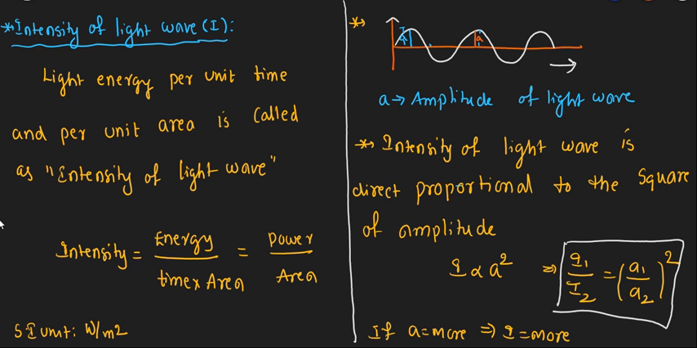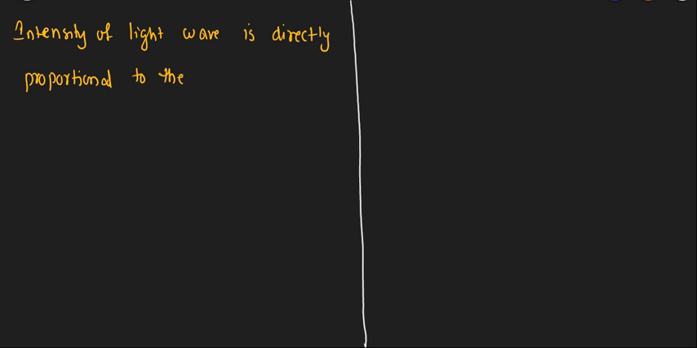And one more factor: the intensity of a light wave also depends upon the slit width. You already know what a slit is, so take a screenshot and note it. I'm going to erase, and then I will continue. The intensity of a light wave is directly proportional to the slit width, or the width of the slit.